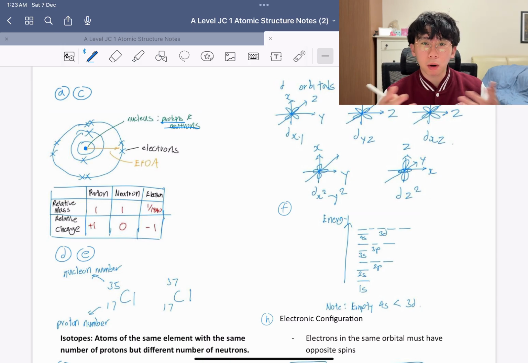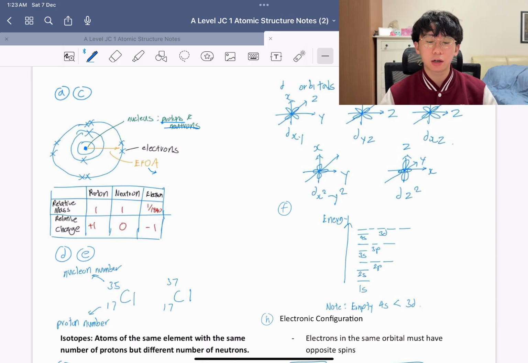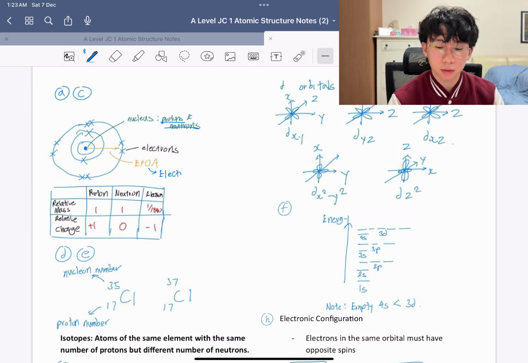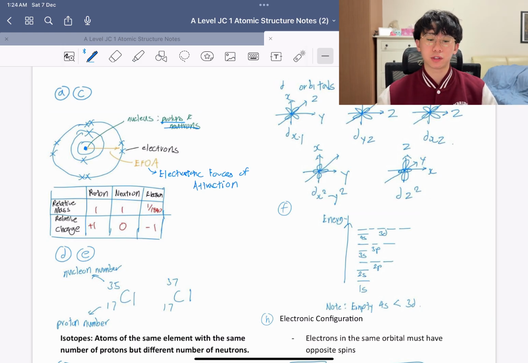What is holding this whole model together is this thing called EFOA, which is the electrostatic forces of attraction. And we'll be making reference to this EFOA a lot. This is mainly the force of attraction between the nucleus and the electrons, and it's pulling it together.